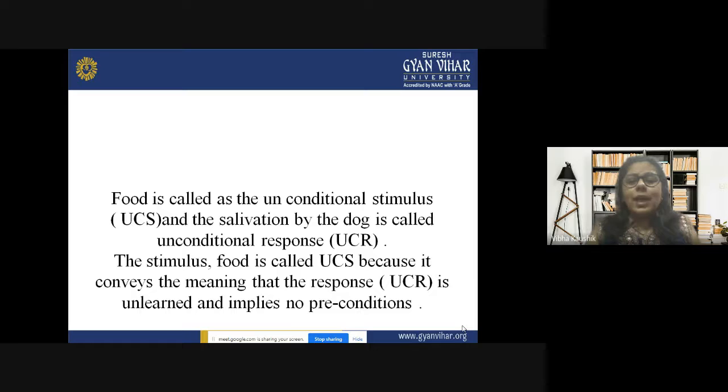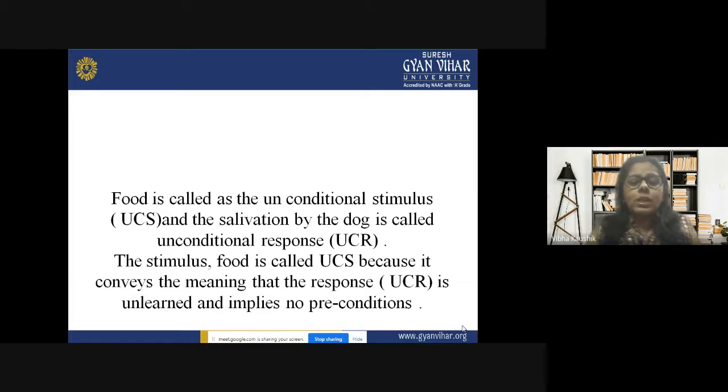Food is called an unconditional stimulus. So Pavlov called food an unconditional stimulus, that is UCS. And the salivation by the dog is called the unconditional response. As the food is presented before any organism, the natural process is that it will salivate. Because of that, Pavlov called food the unconditional stimulus and the salivation of the dog the unconditional response.